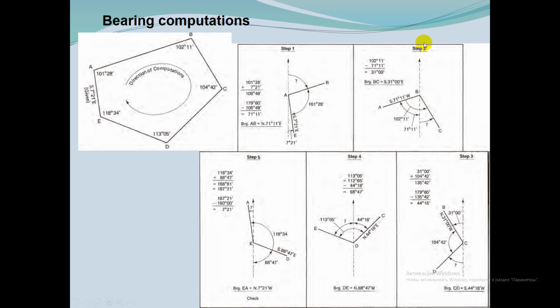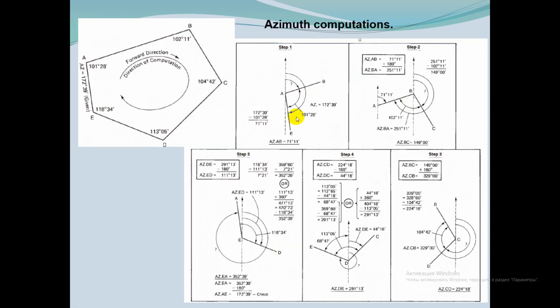So, bearing angle BC equals the interior angle B minus the bearing angle AB, and equals 31 degrees. About azimuths: azimuth AB equals the given azimuth AE minus the interior angle A.